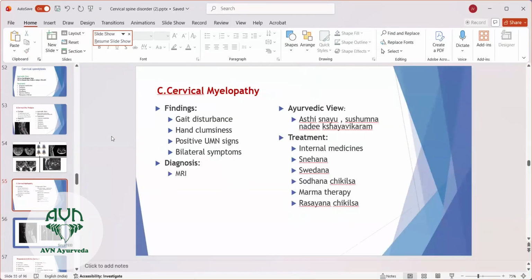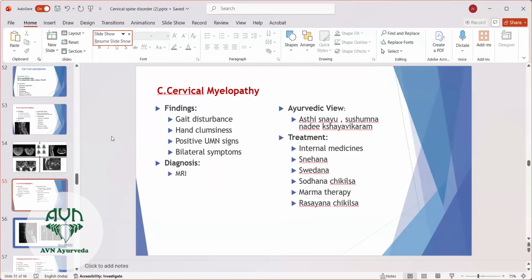Then comes cervical myelopathy. In cervical myelopathy, the patient experiences gradual pain, stiffness, and restricted movement in the cervical region. Sometimes it may worsen suddenly, as in radiculopathy. Gradual onset with sudden worsening of the radiculopathy.